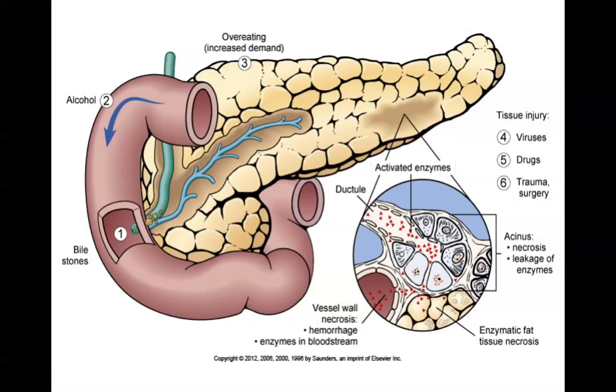This figure is from your text on page 291. It is intended to illustrate the etiology and pathogenesis of acute pancreatitis. Let's look at this diagram more closely.